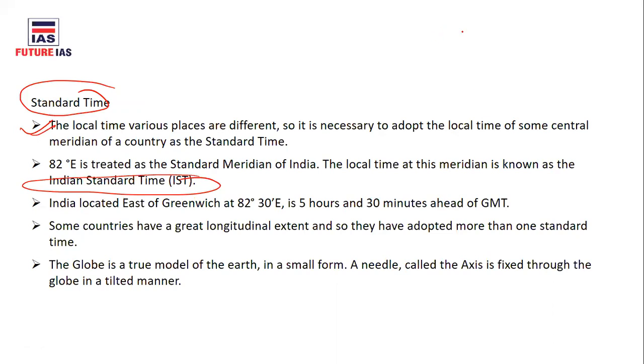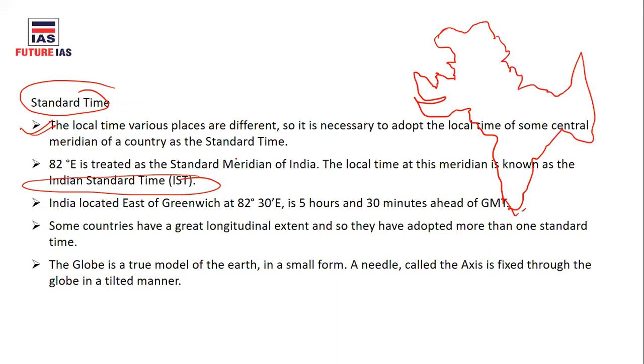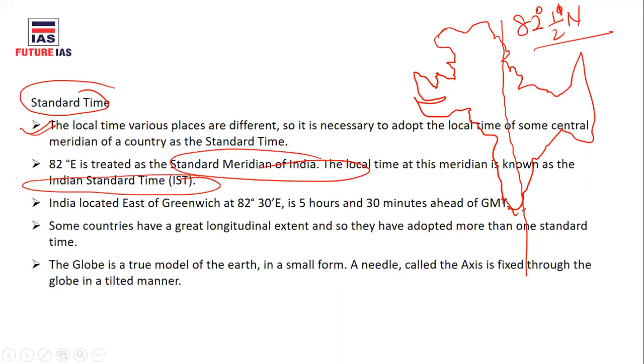For example, if I draw the figure of India, you can easily visualize, and this is the map of India. For example, if I'm just trying to draw the map of India, okay, so this Indian standard time passes through this place, which is 82 and a half degree east. So this longitude passes through India, and it is also called the standard meridian of India, which divides the country into two portions, all right.